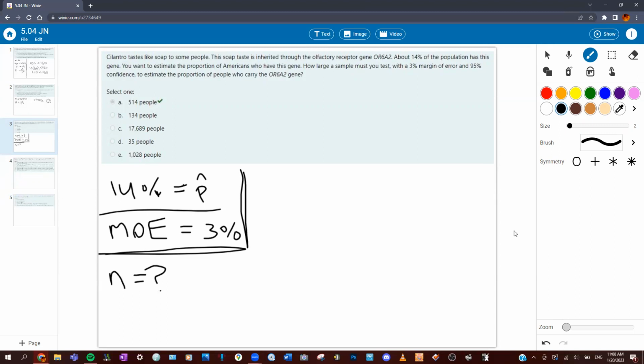Usually what we might have to find is the margin of error or something else like that. But let's see what the formula is for this. There's two ones. There's one that's for p hat, and then there's one for the mean, but this is for p hat because this is confidence intervals, proportions, not means.